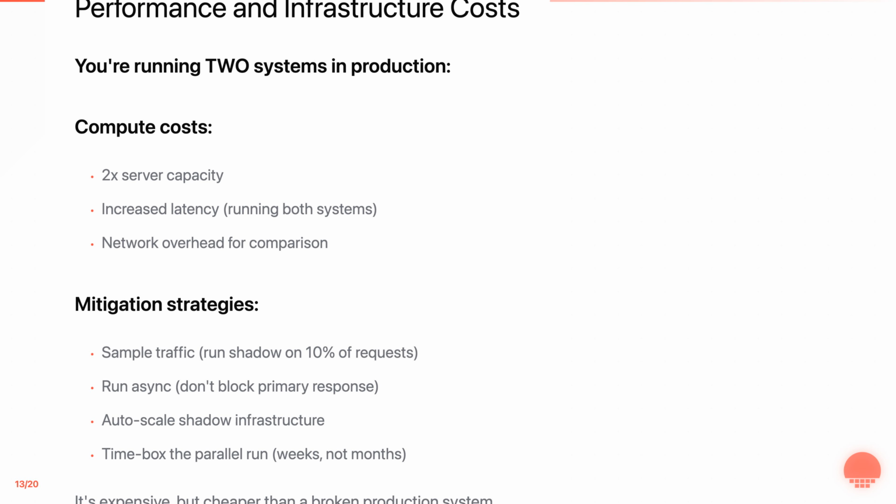Let's be honest about costs. You're literally running 2 entire systems side by side in production, which means double the infrastructure spend. Your AWS bill is going to spike. But here's the thing, you don't need to run every single request through both systems. Sample 10% of traffic for the shadow system, run comparisons asynchronously so you're not blocking user responses, and set a hard deadline. Run this for a few weeks, validate thoroughly, then kill the parallel run. Yes, it's expensive, but it's way cheaper than explaining to your CEO why transactions are failing.